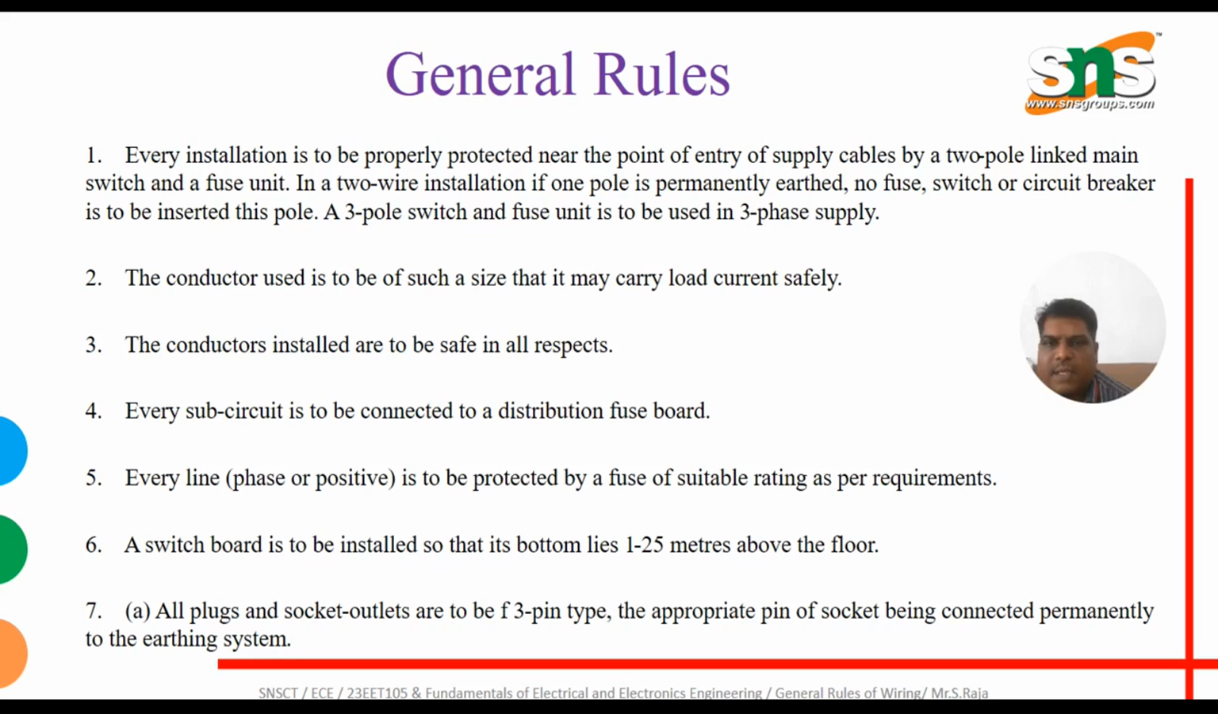A switchboard is to be installed so that the bottom line is 1.25 meters above the floor, because even a child can touch the switch and the current may pass through the body. So in order to avoid this, we have placed the switch 1.25 meters above the floor. All plugs and socket outlets are to be 3-pin type, the appropriate pin of the socket being connected permanently to the earth system.